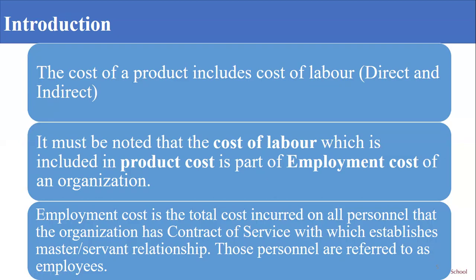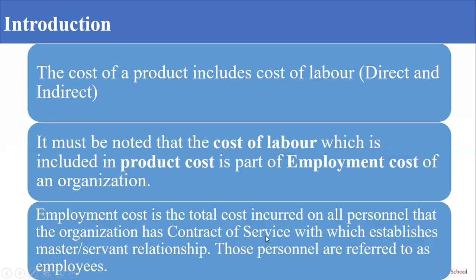So basically, what we mean by direct is the kind of action that is really needed for that product to come into existence. But the indirect, even if you don't do it and you have direct, the product can come into existence. All right. So it must be noted that the cost of labor, which is included in product cost, is part of employment cost of an organization.